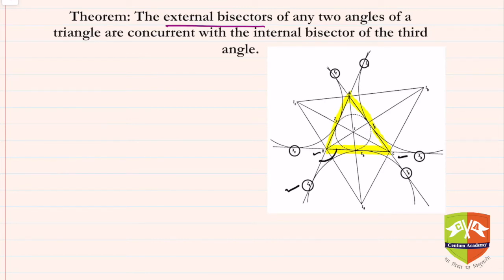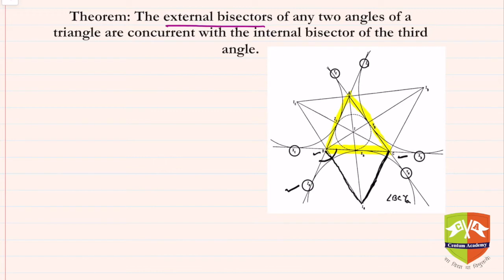So this line here is the bisector of this external angle. Similarly, IAC is an external bisector of angle BCYA. You can take your time and see BCYA. So these are the external bisectors.